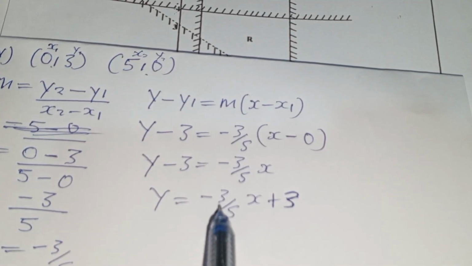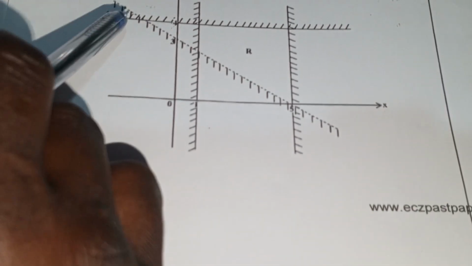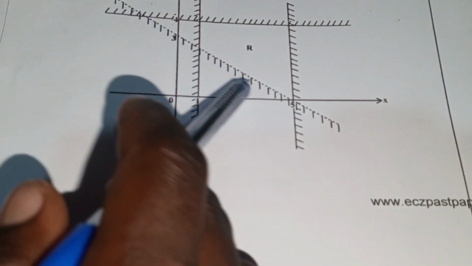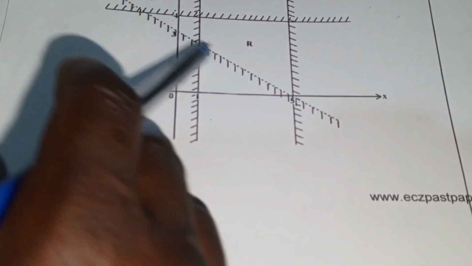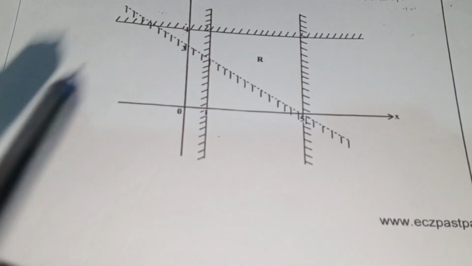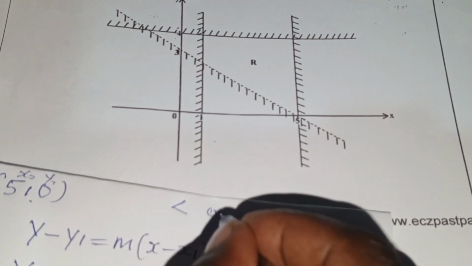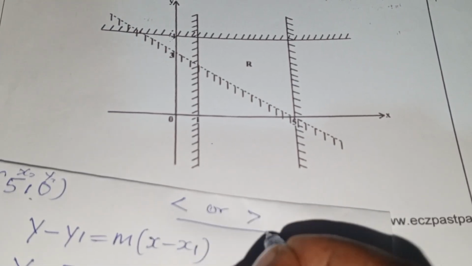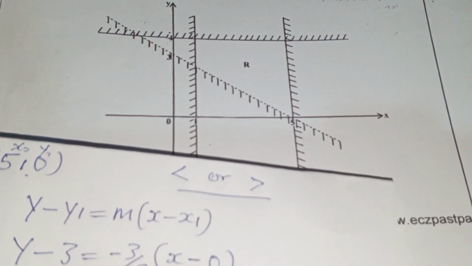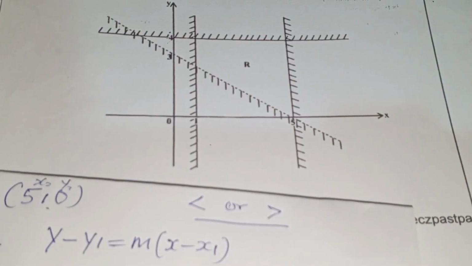So what type of inequality? That's when we ask ourselves to say, what type of line are we dealing with? So this is a dotted line. As you can see, this is a dotted what? Line. And since it's a dotted line, that simply means that we are going to use less than or greater than. Now between the two, which one? That's when we ask ourselves the part that is not shaded.